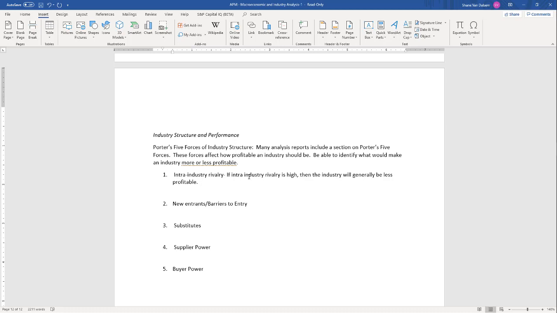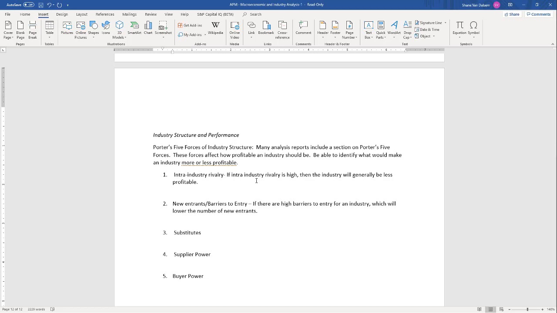This one I should change a little bit because the new entrants versus barriers to entry are kind of counter to each other. If there are high barriers to entry within an industry, this will lower the number of new entrants. New entrants into an industry lower profits. High barriers to entry increase profits.